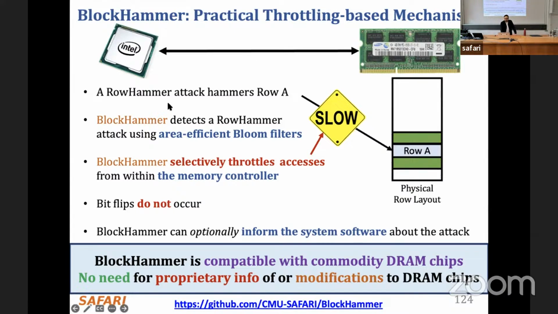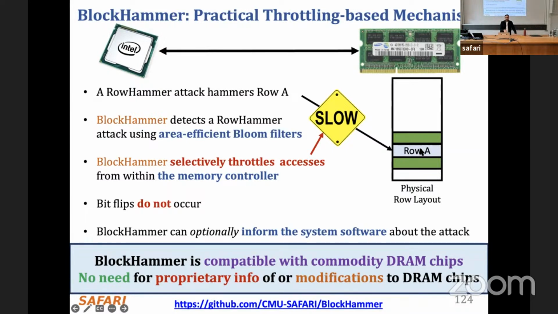So when a RowHammer attack hammers a row A here, it might have induced bit flips in immediately adjacent rows. But BlockHammer, our mechanism, detects this RowHammer attack using some area-efficient structure called balloon filters, and it selectively throttles the accesses targeting this row A only. So all other accesses are serviced as usual. Nothing changed for them. But for the accesses that are targeting row A, you slow that down.